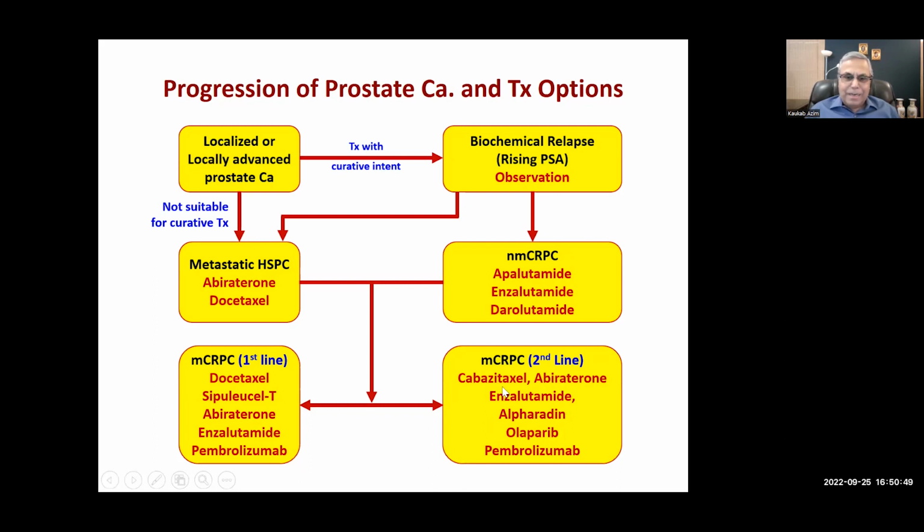And these are the second line drugs: cabazitaxel, abiraterone is there, enzalutamide here on both places. Alpha-radin is radiation therapy, alpha particles, olaparib and pembrolizumab. Okay, so this is the general plan for the treatment of prostate cancer.